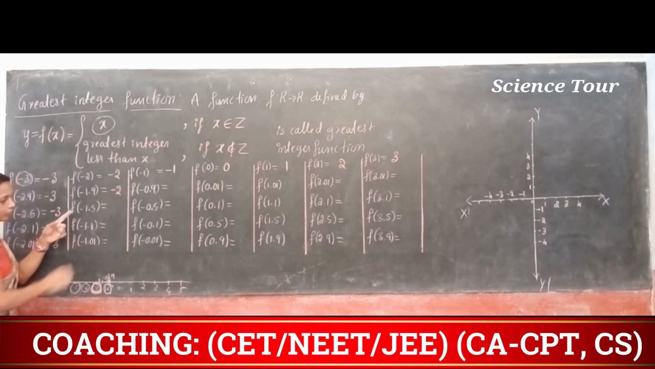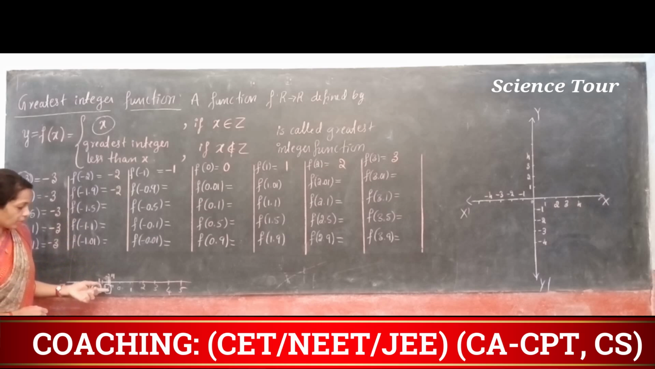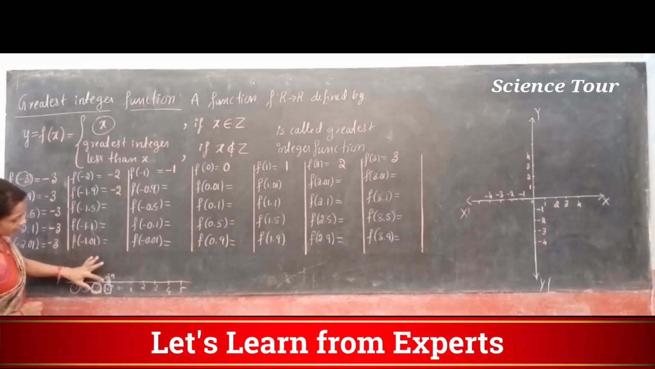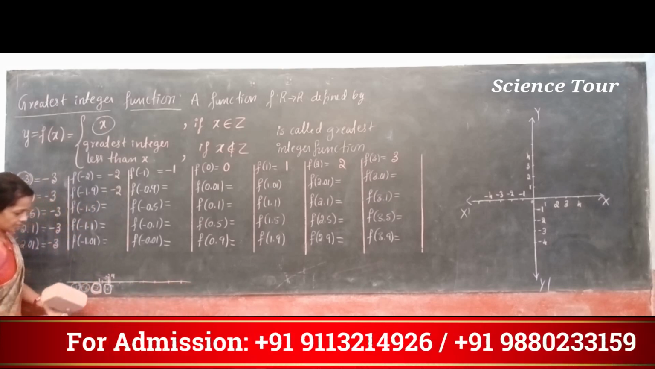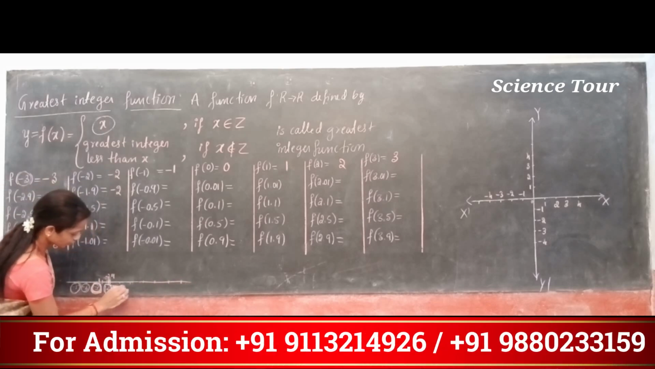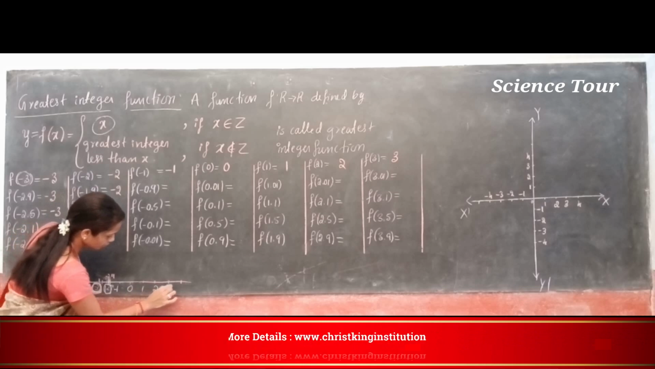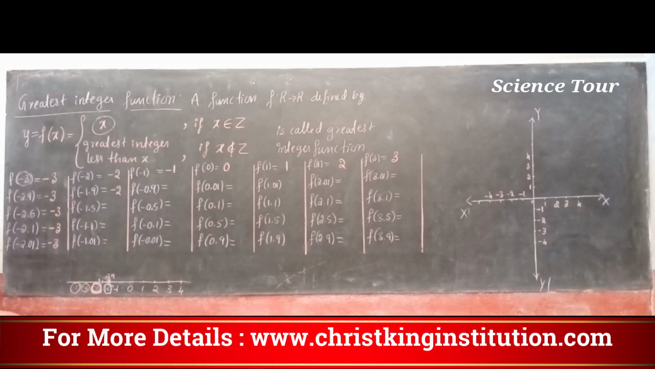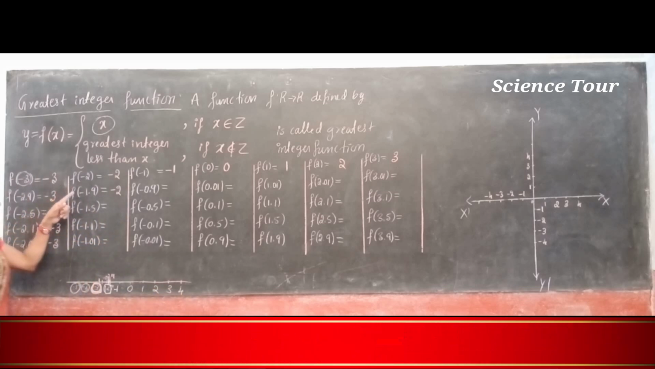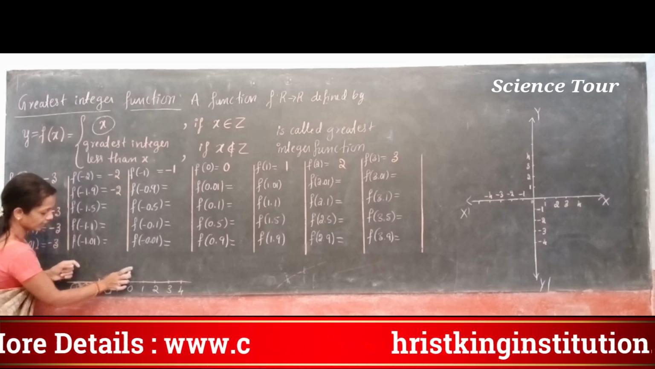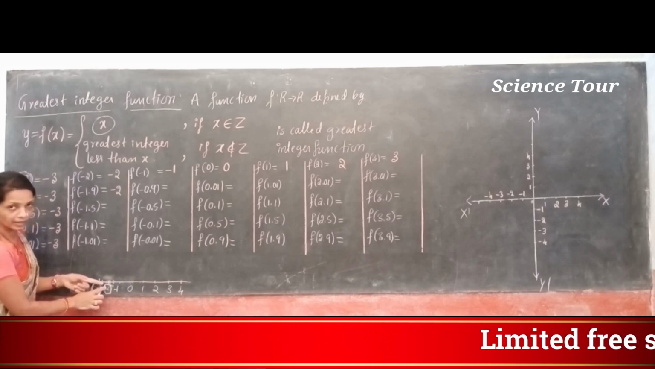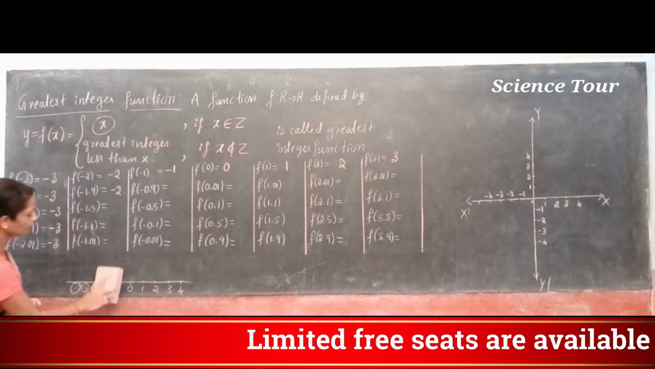So the answer here is minus 2. If you take minus 1.5, where is minus 1.5? Actually, after minus 2 you have minus 1, then 0, then 1, 2, 3, 4, like that. So where is minus 1.5? Minus 1.5 is somewhere here, exactly in between minus 1 and minus 2. You have what?